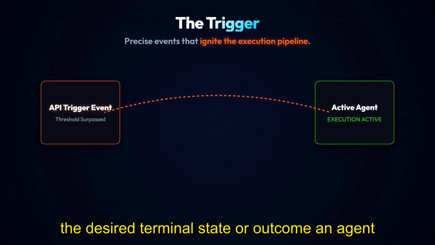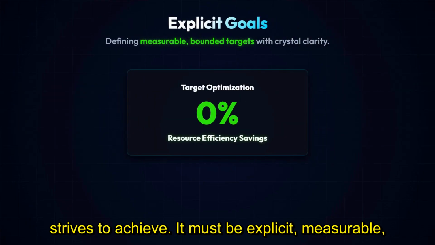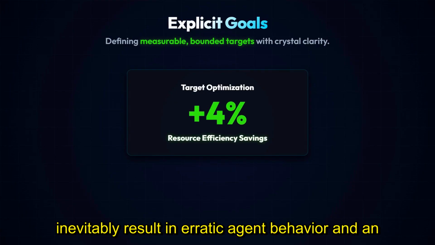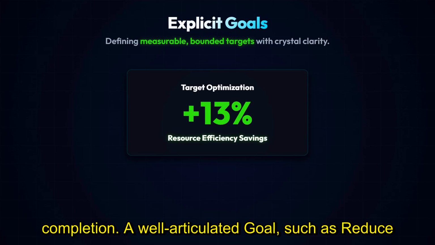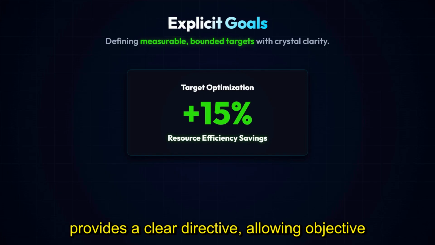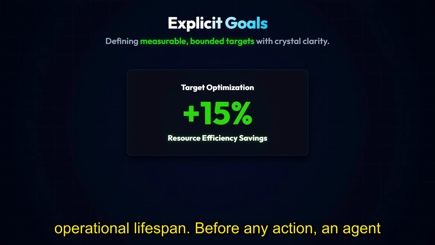The goal is the desired terminal state or outcome an agent strives to achieve. It must be explicit, measurable, bounded, and technically achievable. Vague goals inevitably result in erratic agent behavior and an inability to objectively determine successful completion. A well-articulated goal, such as "reduce cloud spend by 15% without impacting latency," provides a clear directive, allowing objective verification of the agent's efficacy throughout its operational lifespan.